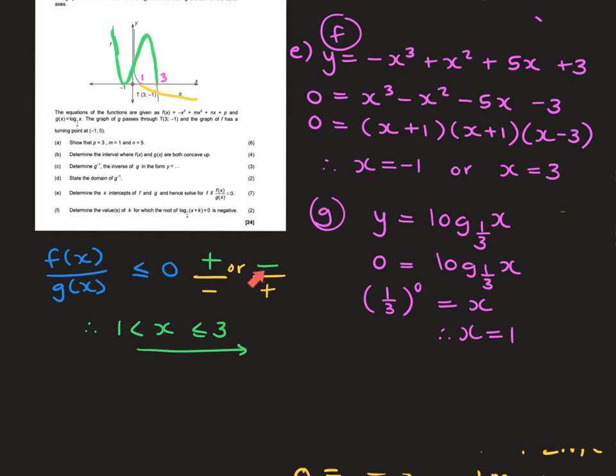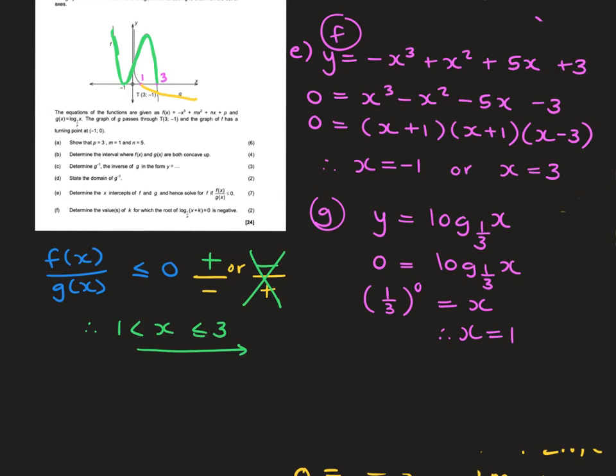If we look at our second scenario, where is f negative? So f is negative after 3, and the log graph is positive just in this small area between 0 and 1. So when it comes to this scenario, there is nothing that works. So we just get the one solution from 1 up until and including 3. Okay, well done guys, we're on our very last question.